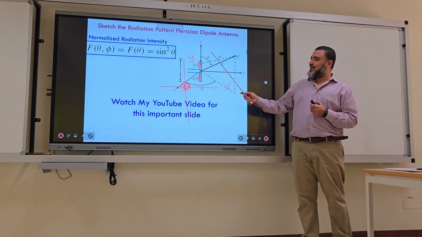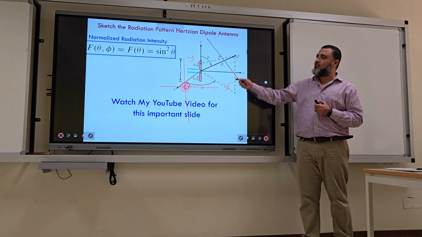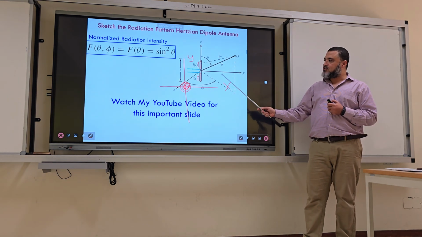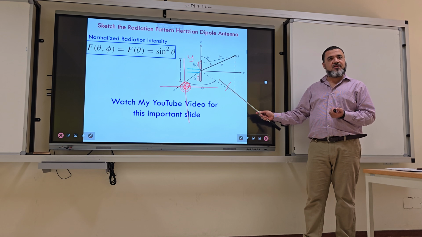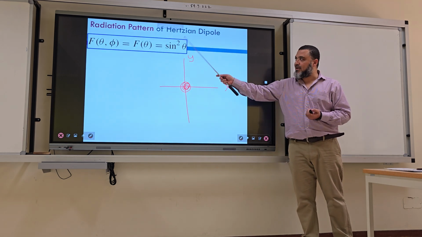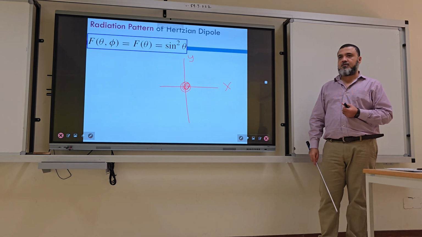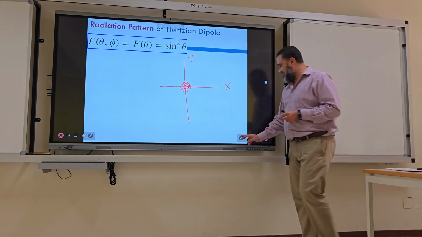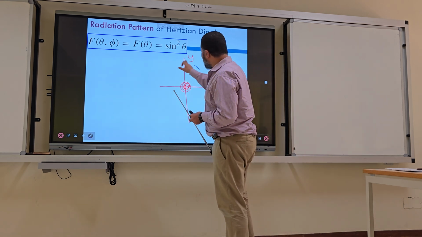Angle theta is measured from the z axis. Along z, theta is 0. In the XY plane, any point in the XY plane, theta is 90 degrees. Right? Agree? So in the XY plane, how can I sketch this? How does it look like? A circle. Okay, it's a circulation.